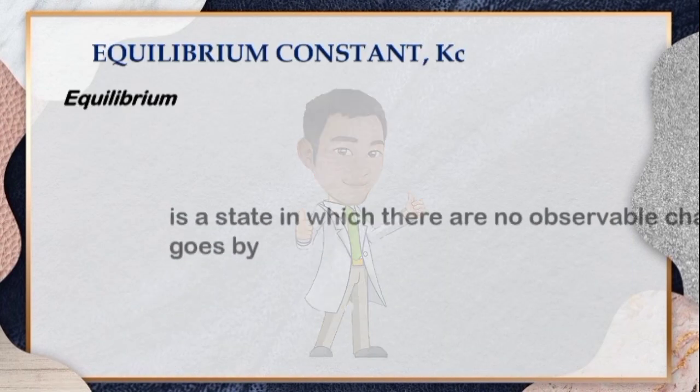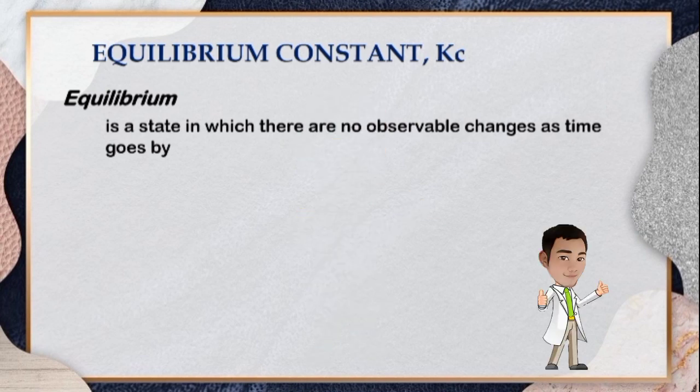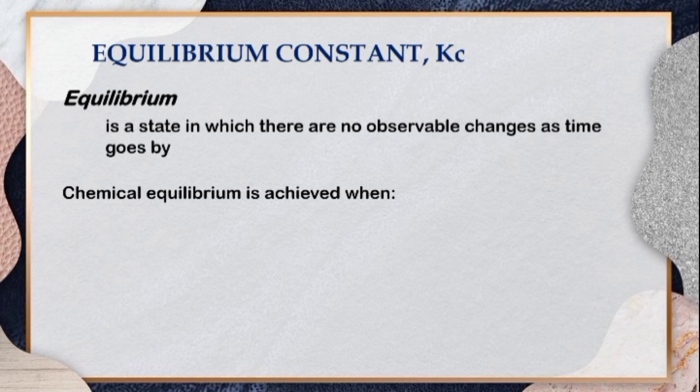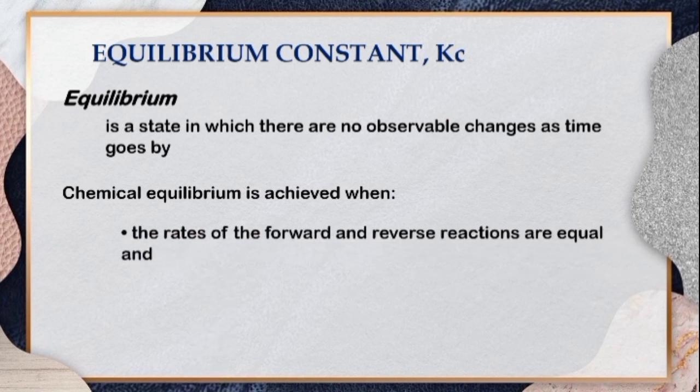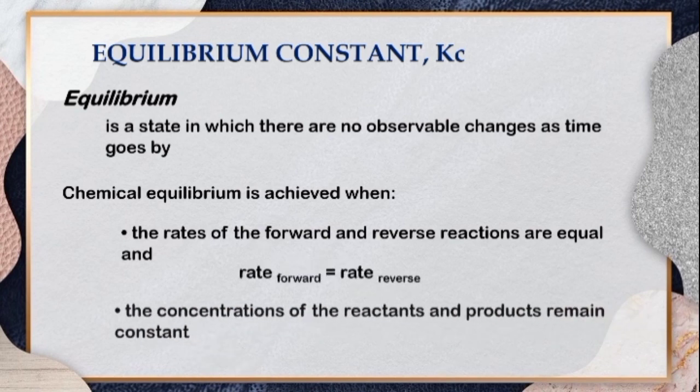Equilibrium is defined as a state in which there are no observable changes as time goes by. And chemical equilibrium is achieved when the rates of forward and reverse reactions are equal and the concentrations of the reactants and products remain constant.